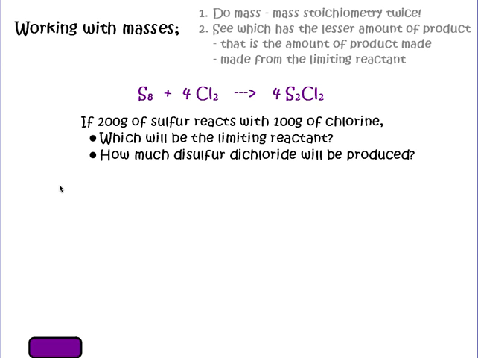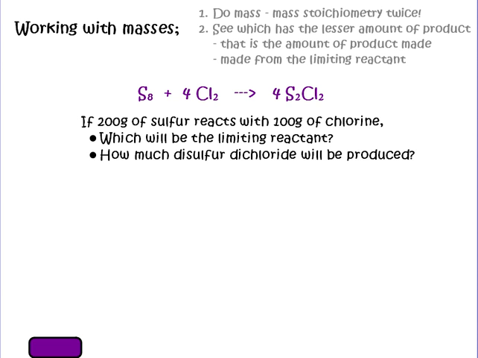We're going to do the math, and we're going to do the math for each of these two starting substances to find out how much product each one will make. So step one, we're going to do some mass-to-mass stoichiometry, and we're going to do it twice, once for each of those substances. Then we can see how much product each of them will make, and we will choose the lesser amount of product to be the amount of product that can potentially be made from the limiting reactant. Okay, let's get on with it.